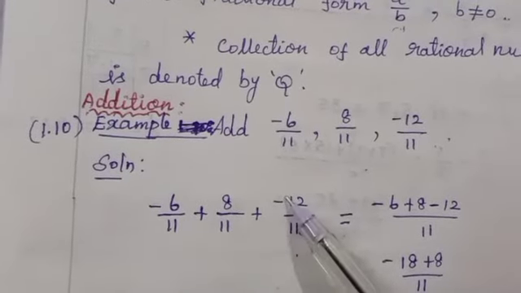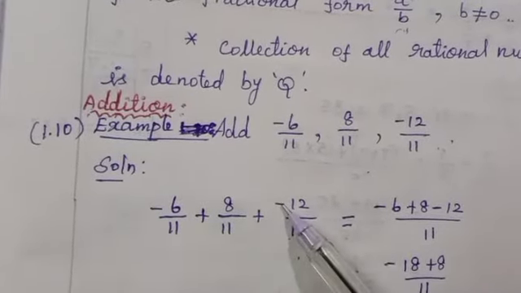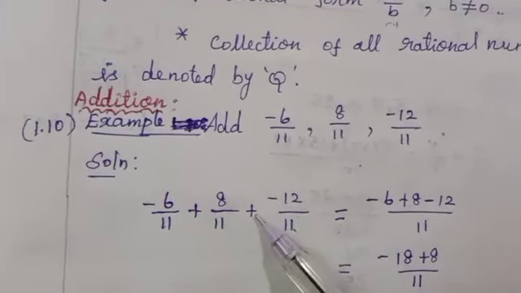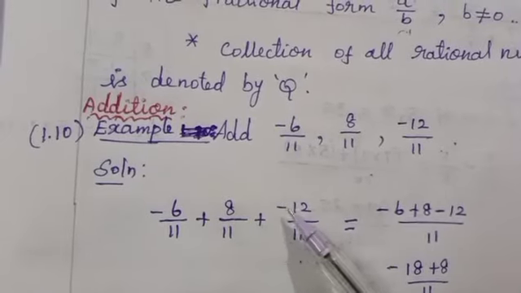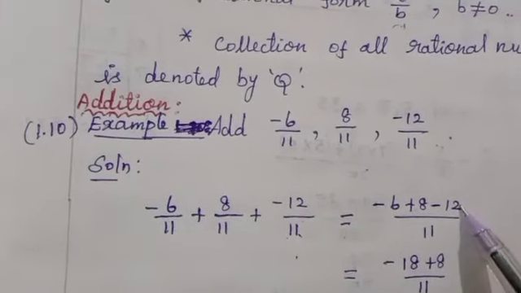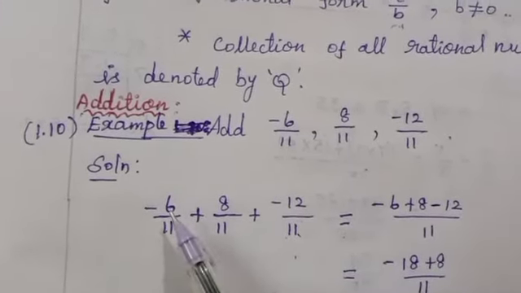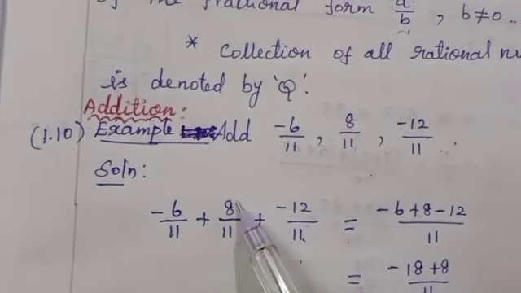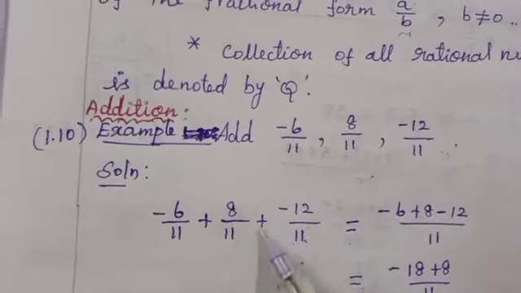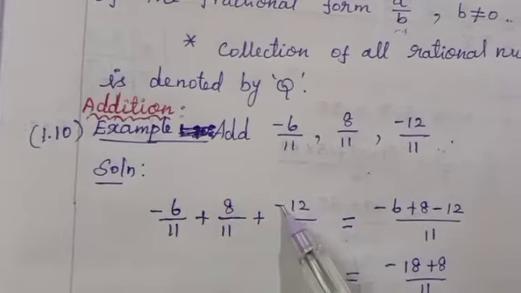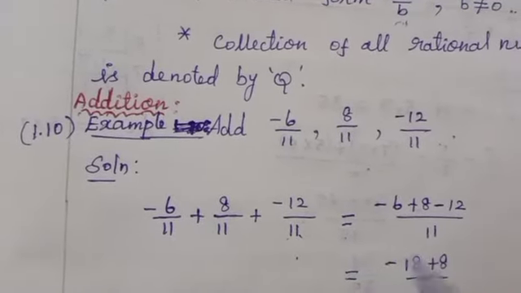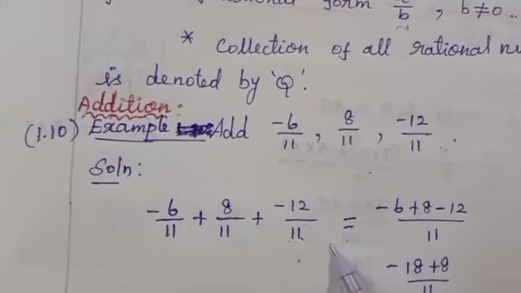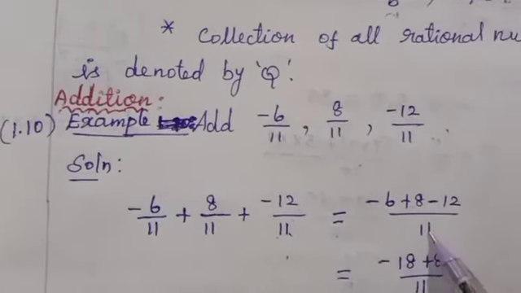Plus into minus is minus. In 7th standard you learned the integer rules: plus into minus, minus. So we write minus 6 plus 8. Here we have two symbols in the product, plus into minus, minus. So minus 12, whole divided by 11. For the same denominator, you just take and write 11.